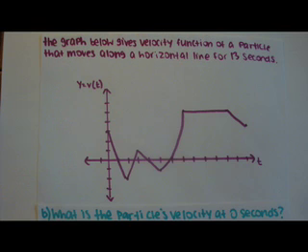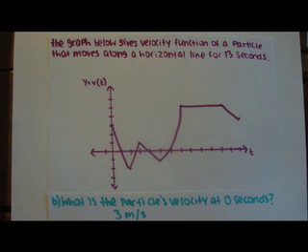The next question is, what is the particle's velocity at 0 seconds? To solve this problem, all that you need to do is look at t is equal to 0. At this point, the y-axis, which shows velocity, is at 3. Thus, the answer to this question is 3 meters per second.